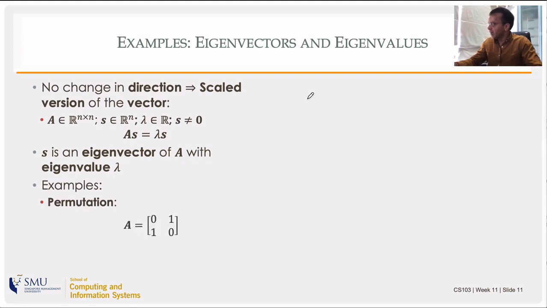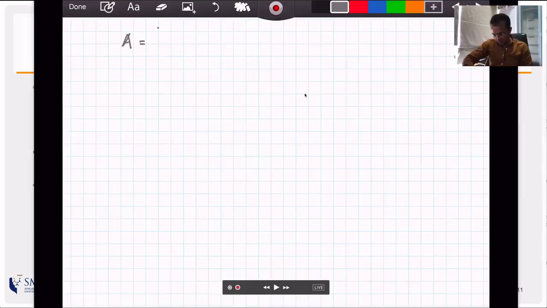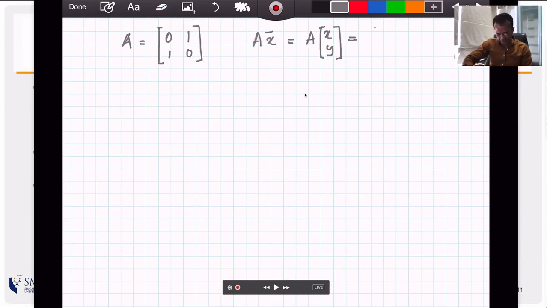Let's look at a few examples before we proceed. Permutation. If you have a matrix 0, 1, 1, 0, and you apply it to a vector with x and y standing in a column, AX is going to be equal to Y, X. It just shuffles the elements. It's a permutation matrix: the first element is 0 times X plus 1 times Y, that is Y. The second element is 1 times X plus 0 times Y, that is X.